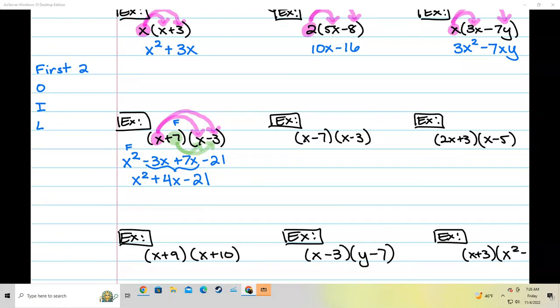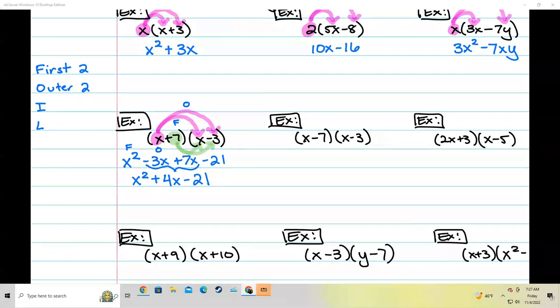The O stands for the outer two. Outer two means multiply the ones on the outside. So this x is on the outside, and this negative 3 is on the outside. They're talking about this loop right here, so I'm going to put an O out here. Multiply the ones on the outside: that's x times negative 3, which gives you the negative 3x. There's where that O comes from.